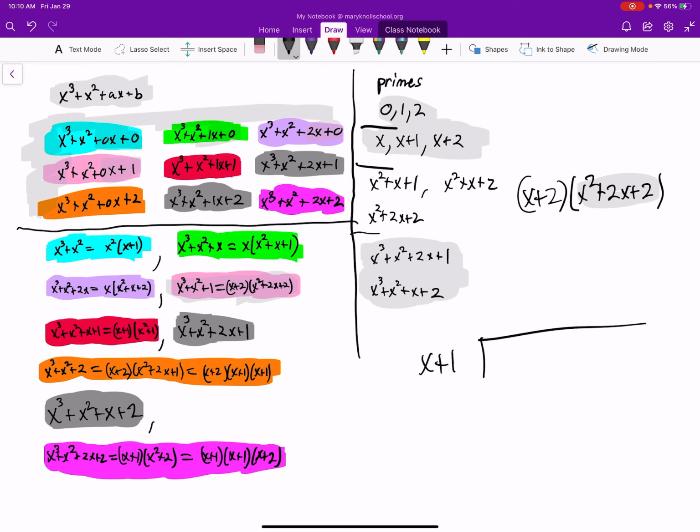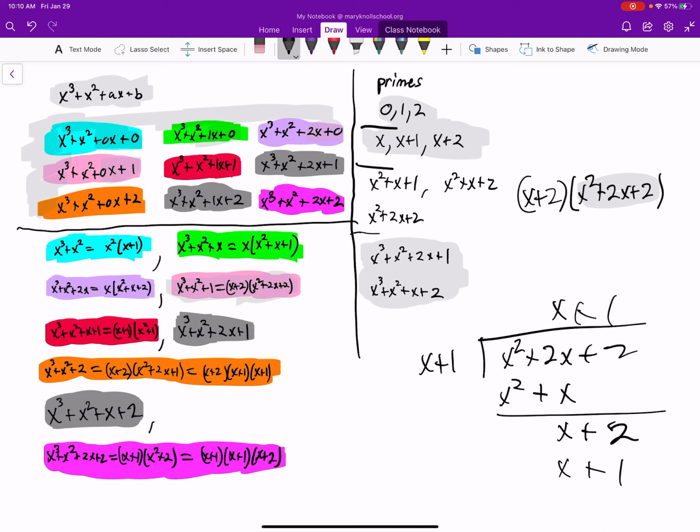x plus 1, x squared plus 2x plus 2. So let's try an x squared plus x. So that's going to be x plus 2. The best we can do is put a 1 here, and we get an x plus 1. It's going to be 1. Okay, so it's not divisible by x plus 1. Let's try x plus 2. Okay, so we put an x here, x squared plus 2x plus 2, and we can see we can't do it.